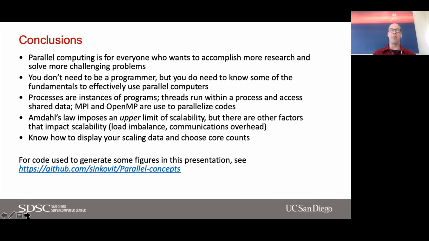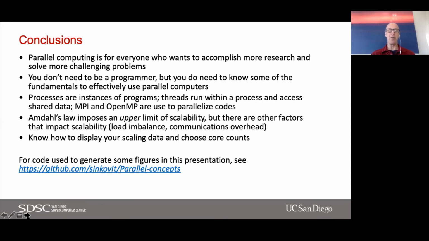A few of the technical points: think of a process as an instance of a program. Threads run within a process and access shared data. MPI and OpenMP are the most common ways used to parallelize codes. We talked about scalability. Keep in mind that Amdahl's law is an upper limit in scalability, but there are a lot of other factors that affect it. And then finally, know how to display your scaling data and choose your core counts.